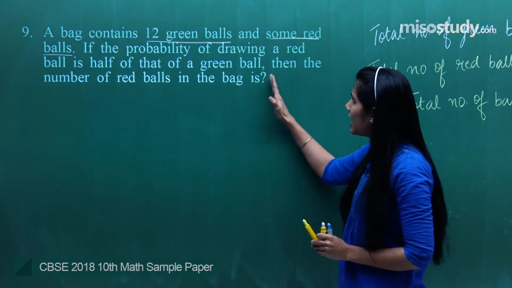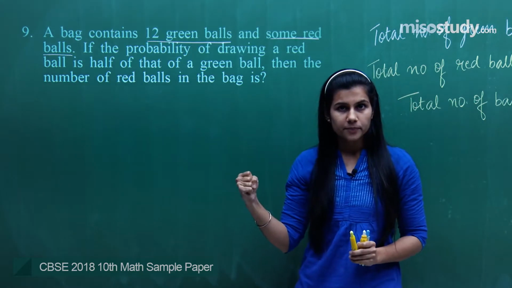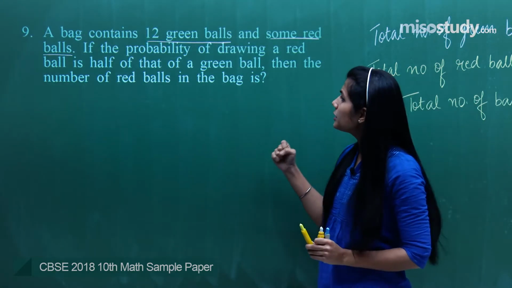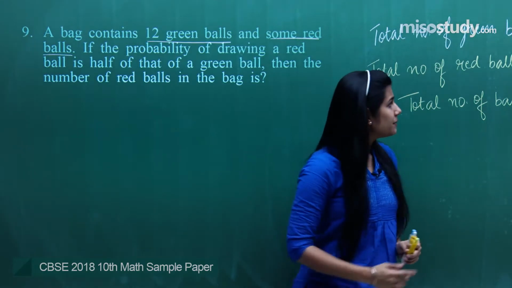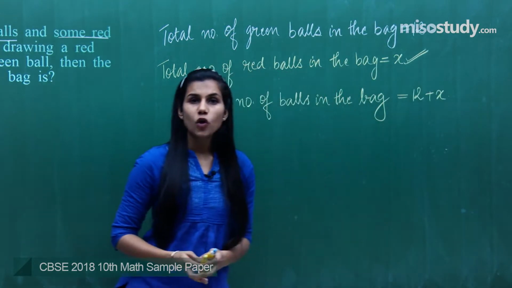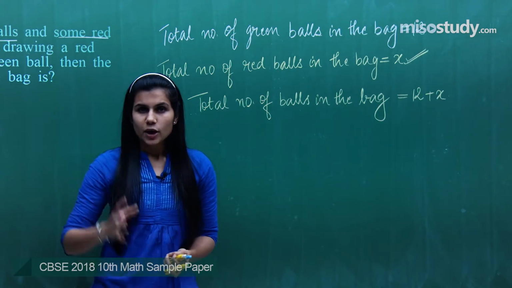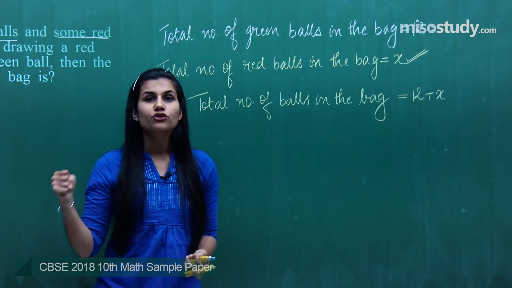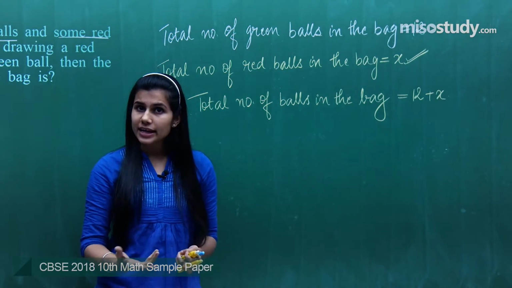What I do is I put my hand inside the bag and draw a ball. The question is asking me the number of red balls in the bag. That means I have to find out what is the value of this X. Now two types of probabilities can be here. When I am putting my hand in the bag to draw a ball, either that ball can be green or that ball can be red.